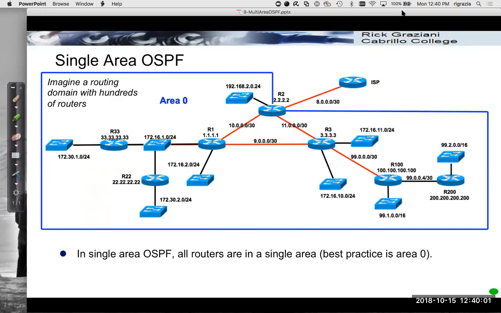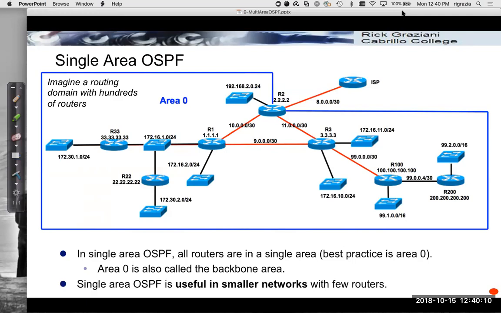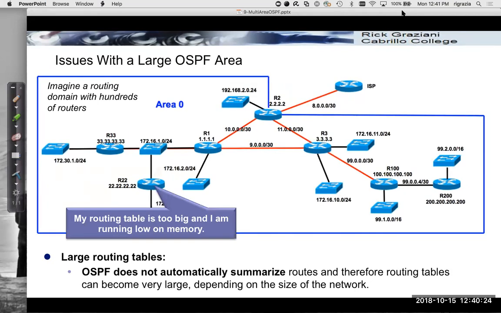But try and imagine we have dozens, even hundreds of routers in this routing domain. Area 0, by the way, is also called the backbone area. And again, it is useful in smaller networks, but with just a few routers. But what if this was a much larger routing domain? One of the issues that routers will have is very large routing tables. OSPF does not automatically summarize routes. There is manual summarization that we'll be taking a look at in later videos, but also some other ways we can reduce the routing table size with something called stub and totally stubby areas. I'll be talking about that in a later video as well. But anyway, large routing tables can become an issue. Remember, we want to keep routing tables as small as possible. The smaller the routing tables, the faster the lookup and the less memory required.